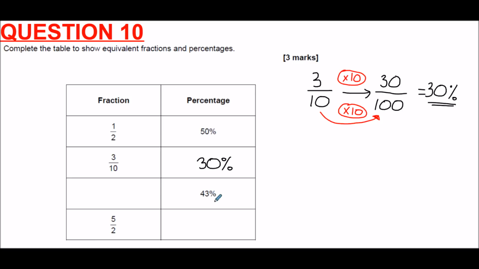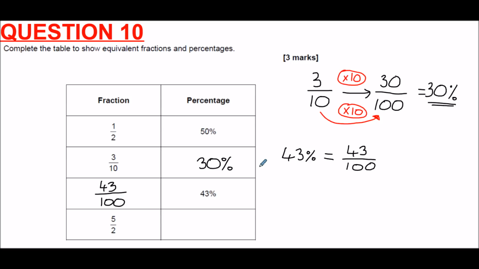And 43%, just remembering that percentage means out of 100, that just means 43 out of 100. Check if it simplifies down. I don't think it does, so we put this one in here, so 43 out of 100.